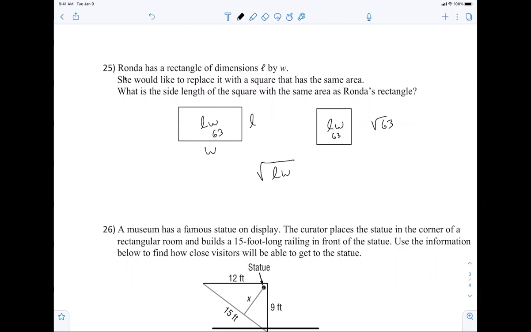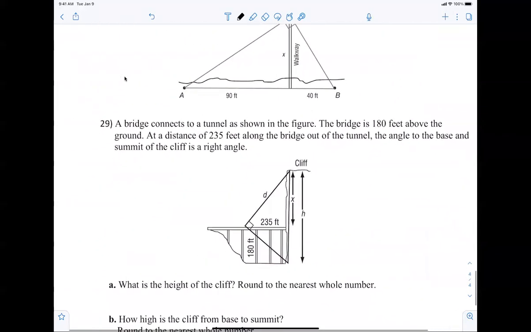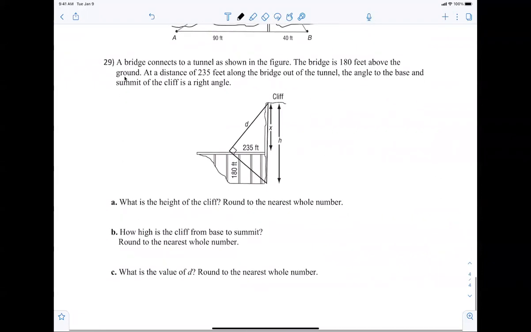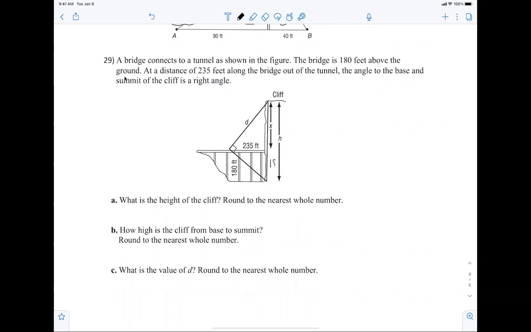Go. 29. Let's look at 29. Okay, so it says a bridge connects a tunnel as shown in the figure. The bridge is 180 feet above the ground at a distance of 235 feet. So would you agree, if I'm not mistaken, then this right here would be 180?